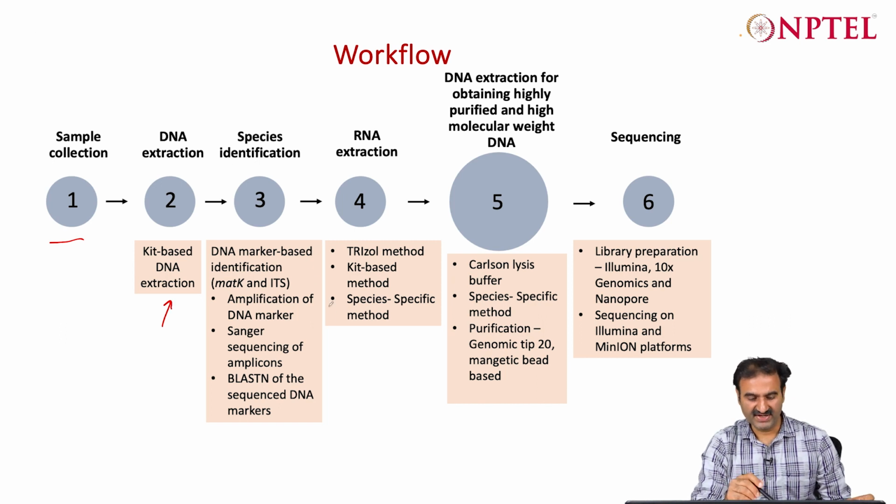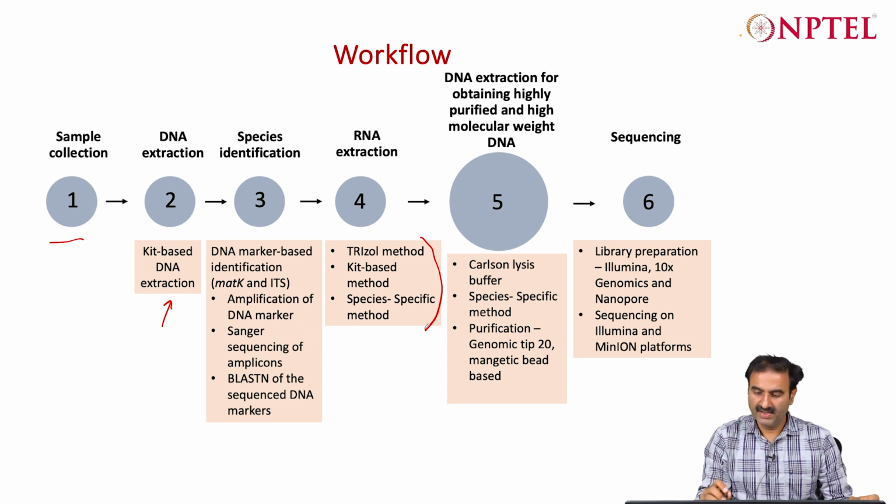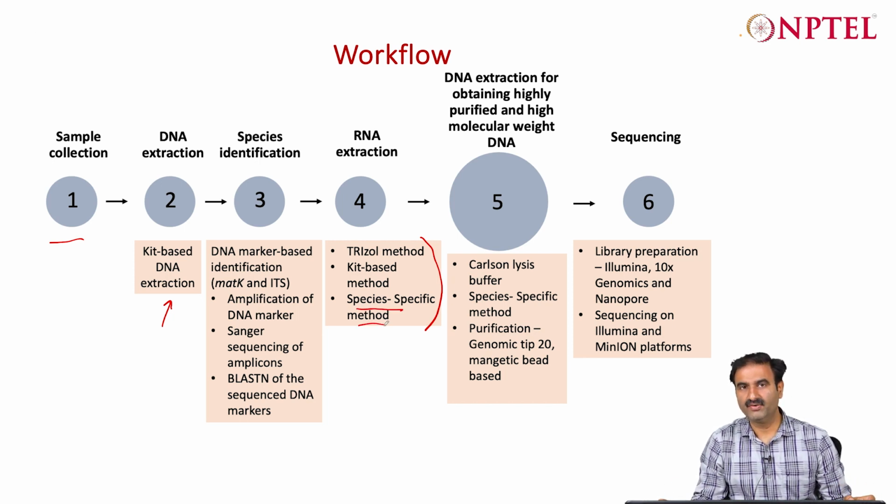Then species identification: there is a set of markers that are more reliable and commonly used to identify the species, for plants and for animals, and we will discuss those later. Then for RNA extraction, the Trizol method and kit-based methods are the two methods of extracting RNA, and also species-specific methods, because sometimes it is tricky to extract RNA. With RNA you have to be more careful because you should process it immediately, otherwise it is prone to degradation.